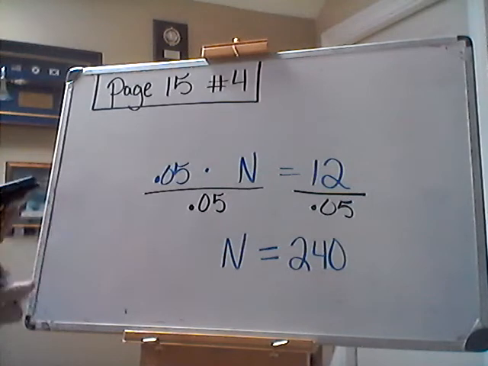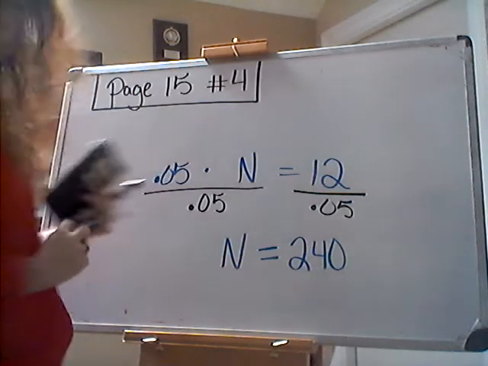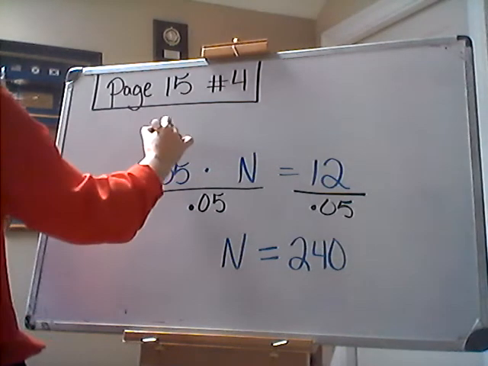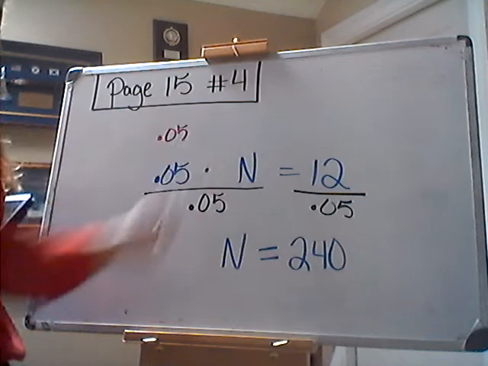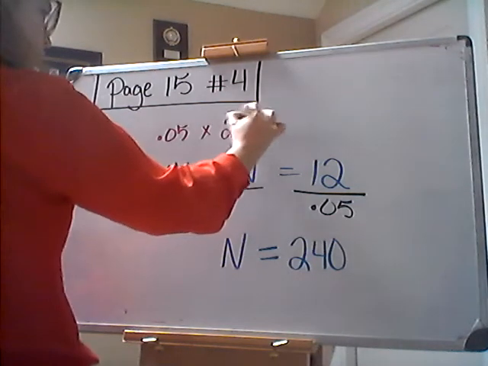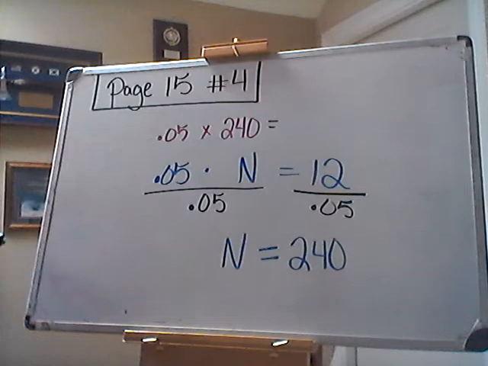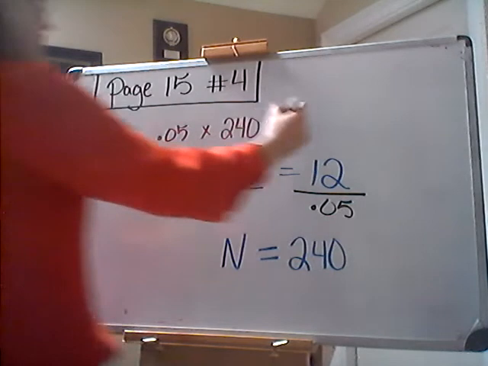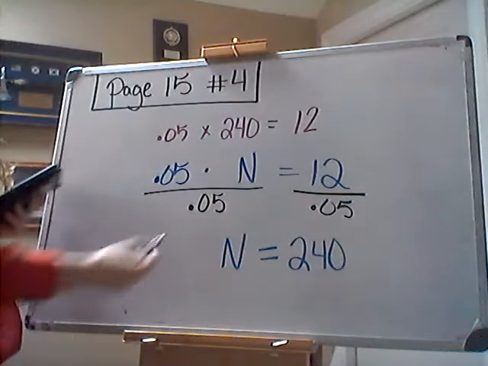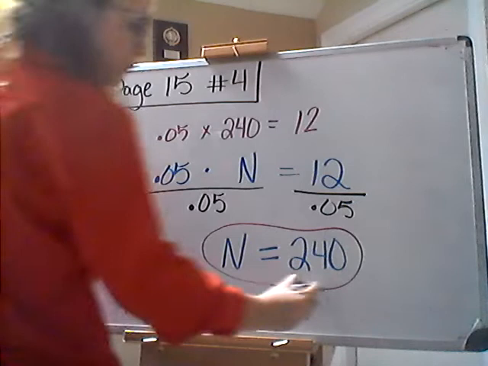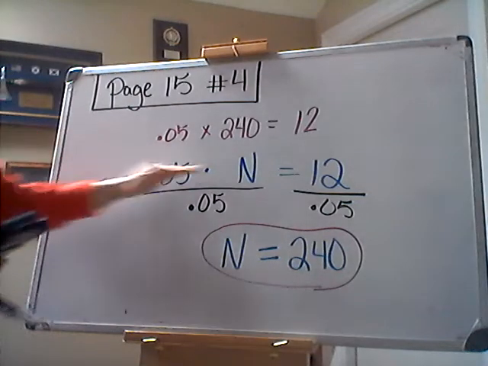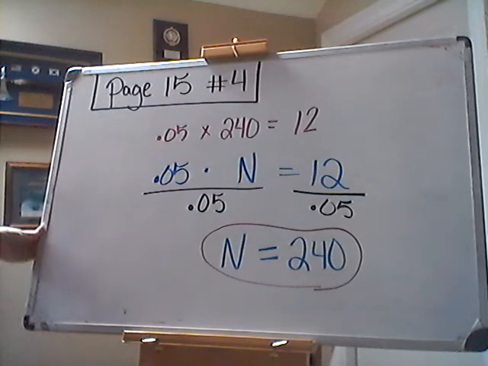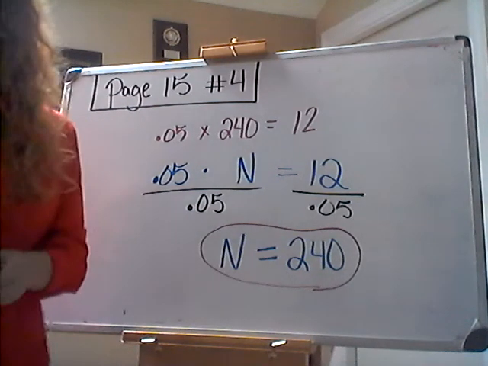Now I want to check that answer and make sure it works. So I'm going to come back up here. I'm going to write 0.05 or 5% of 240 is, I'm going to type that in my calculator, 5% times 240 is 12. So that number is 240. That is the one number, if you take 5% of it, it will give you 12. This is kind of complicated stuff. But it's also really cool once you get the hang of it.